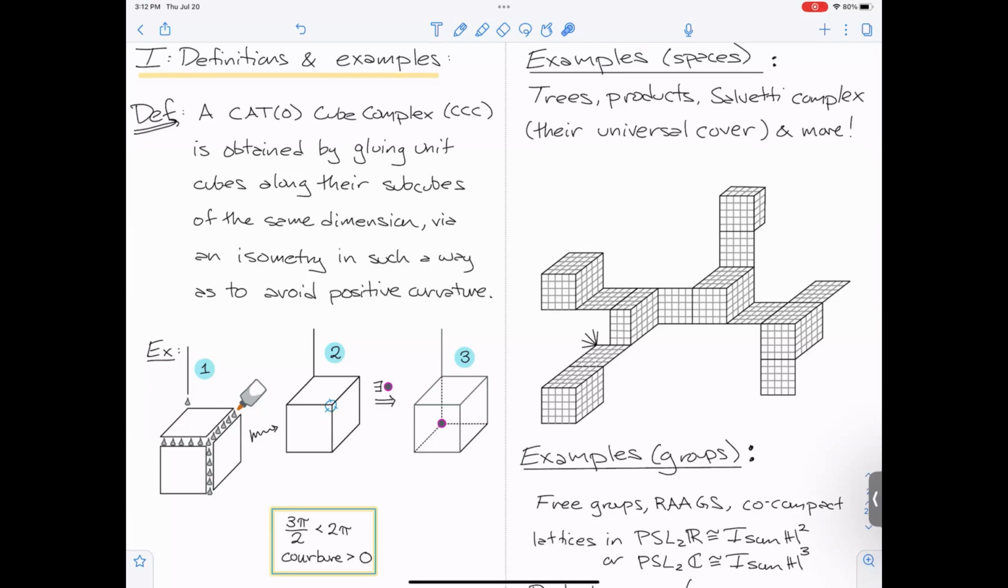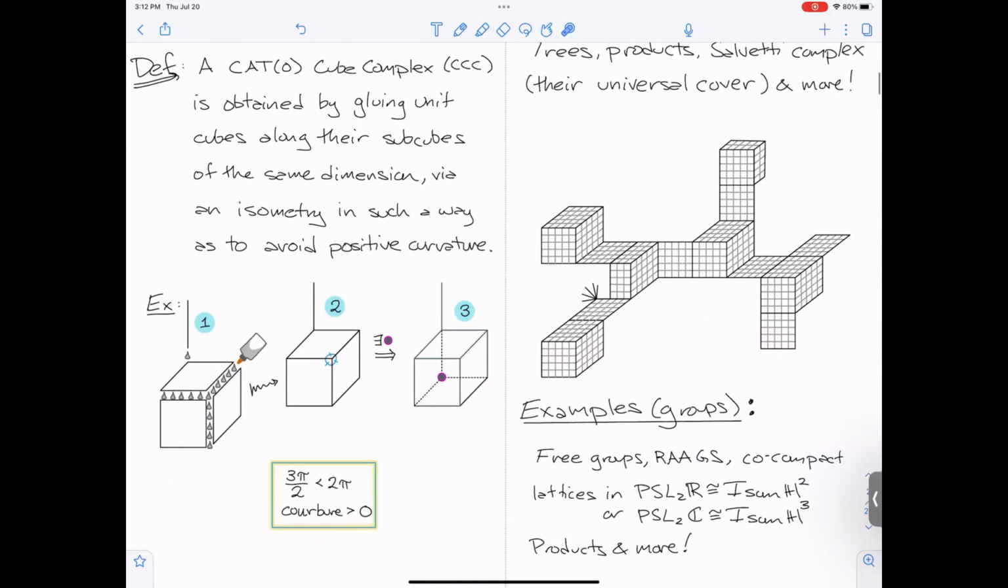Examples of cat-zero cube complexes can be very wild. I won't insist that they're locally compact, so you just apply this construction and you can do whatever you want. Here, I've more or less just randomly drawn something. A specific type of space that you might be familiar with is the universal cover of a Salvetti complex associated to a RAAG, but there are really many, many more.